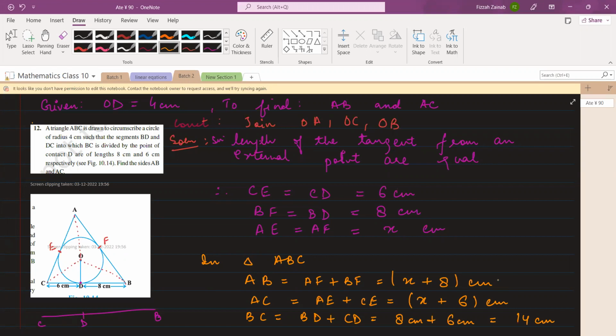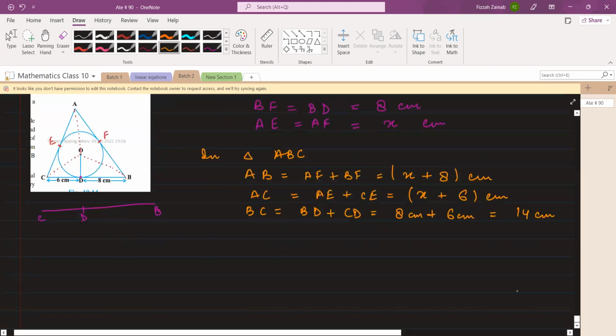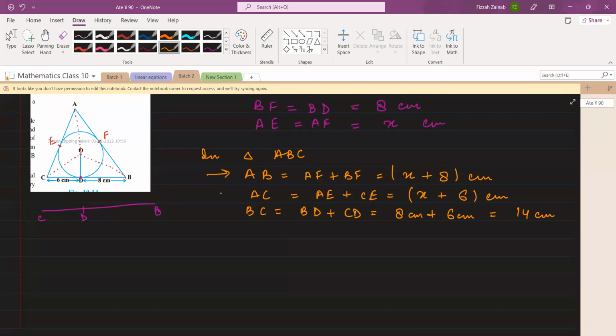See, ultimately, what will happen here? We are getting the sides in terms of X, right? So one part of the question is to find the value of X. We want the length of AB and AC, right? For that, we need to find the value of X. So we need something where we can combine all the sides together and work something out so that we can get an algebraic expression to solve for X. Getting it? Yes, ma'am. Okay.